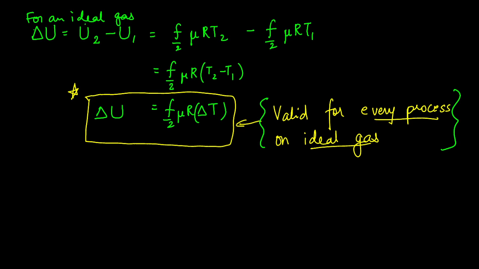Okay, P is constant, that's it. Delta T remains constant, એવી કઈ વાત જ નથી. Temperature may change. Okay, so this is it. Delta U is F by 2 mu R delta T, valid for every process on ideal gas. Every process. નામ ન ખબર હોય તો કંઈ વાંધો નહીં, મૂકી દેવાની. આ વસ્તુ સાચી જ પડશે.